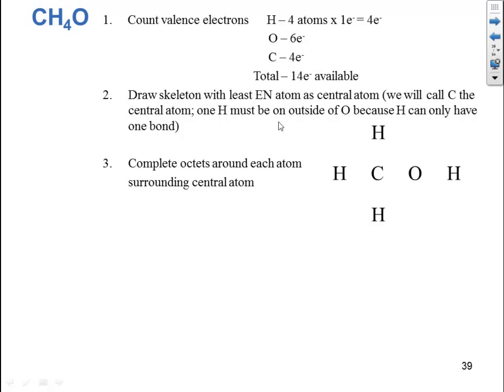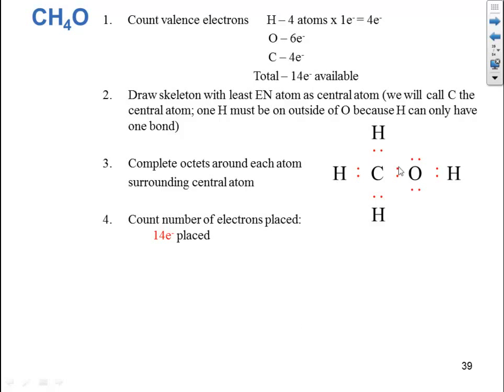Complete octets around each atom, which will be 2 for each of the hydrogens. Also notice I had to do a little deciding on how to put my species together in this case. I know that hydrogen can only attach in one spot, so that meant that my carbon and oxygen had to be attached, and then my hydrogen went to the outside of the oxygen. So I complete my duets and octets.